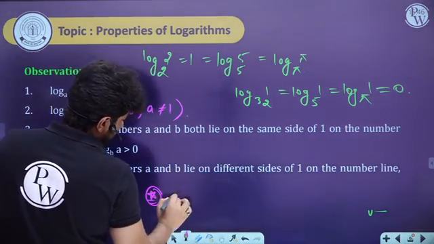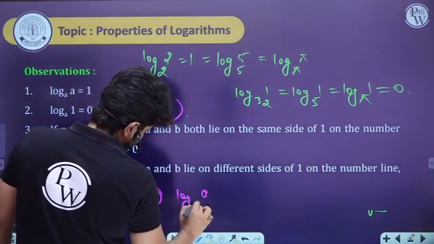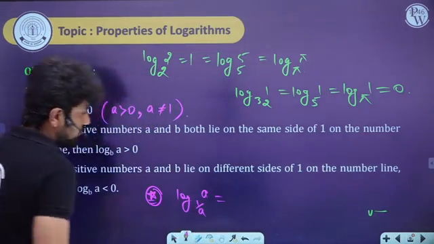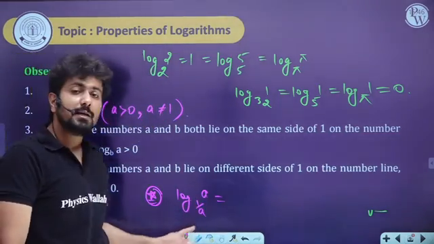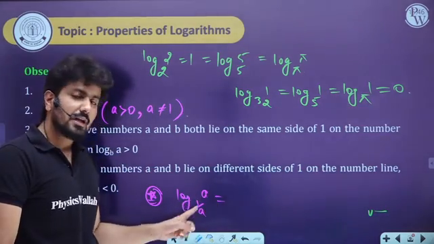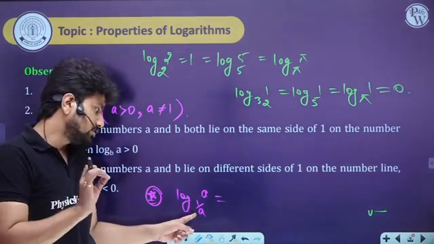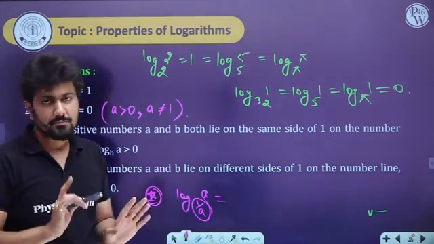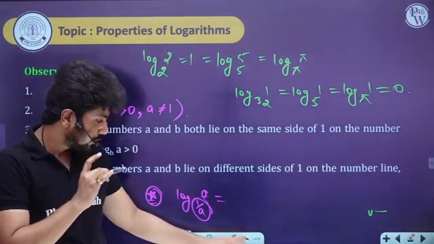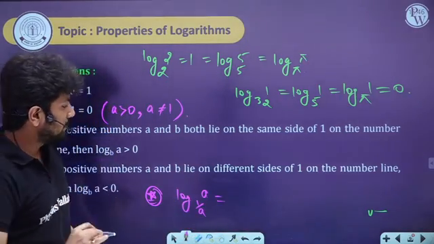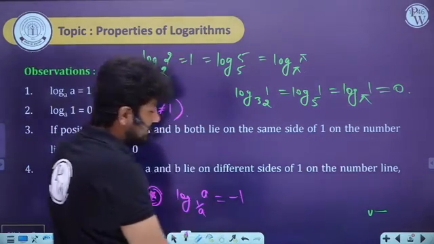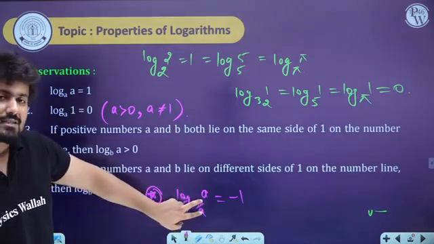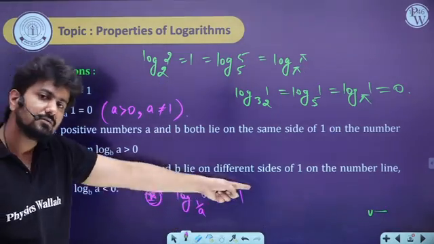Okay, log of a to the base 1 by a, this will be equal to what? The conditions are a should be positive and a should not be equal to 1, because if a becomes 1, this base becomes 1. So that will not be allowed. So log of a to the base 1 by a is equal to what? Minus 1. Because if I raise this base 1 by a to the power minus 1, then I will get a.